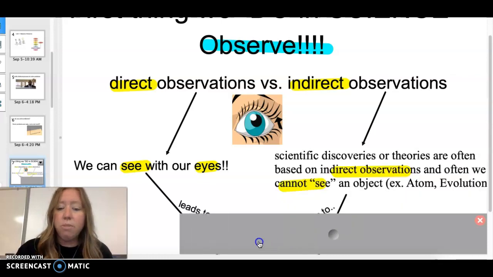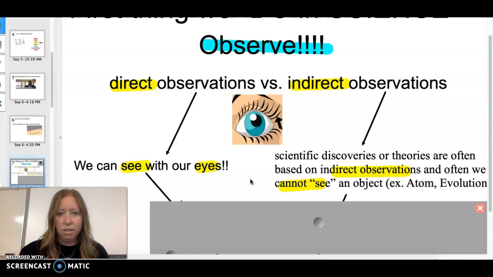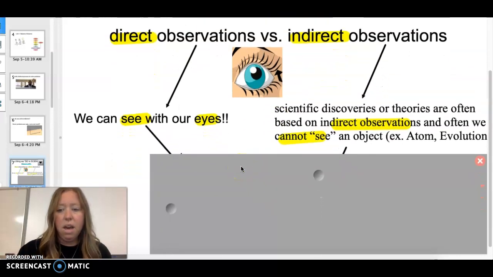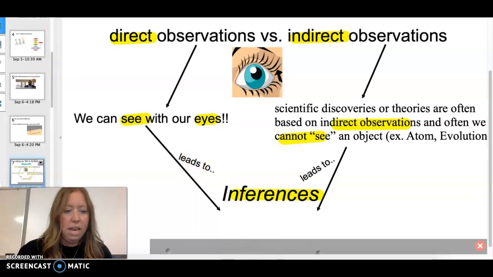There's also indirect observations. Indirect observations are where you're not directly seeing them, but you can indirectly make an observation, whether you're using maybe a microscope or using some type of mathematical formulas or different kinds of indirect ways of seeing something. But both of these types of observations can lead us to make an inference. An inference is a guess of what you're seeing, why you're seeing what you're seeing.